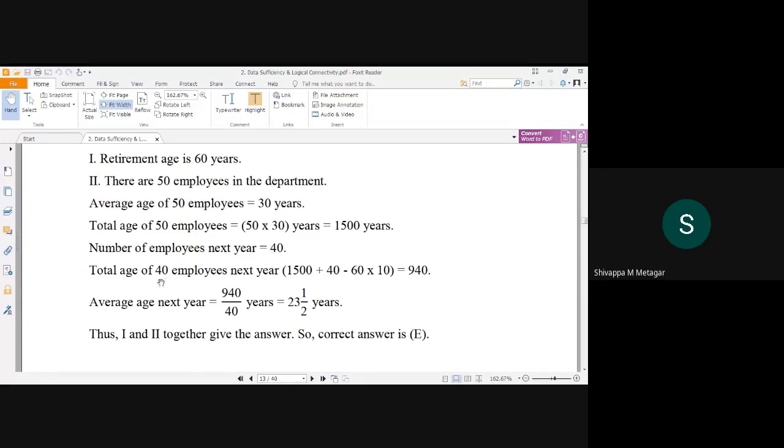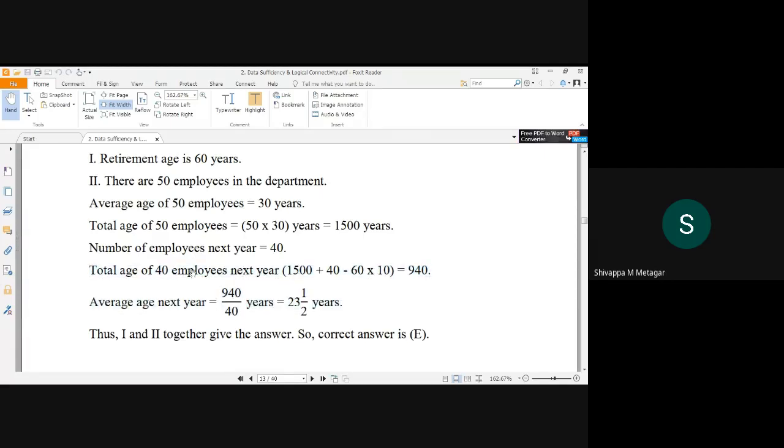The total age of the 40 employees next year is the total age 1,500 minus the number of retiring employees into 60, that is 10 into 60. So now you can find that it is 940. Then directly by using the average formula, next year's average is 940 by 40, that is 23 something. Here it is possible. See, there is no need to calculate this answer.